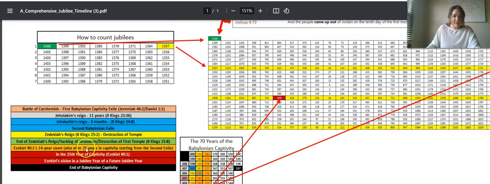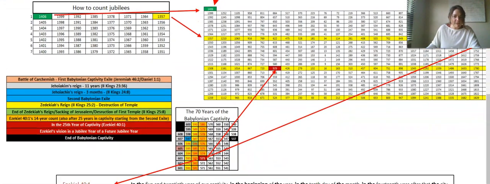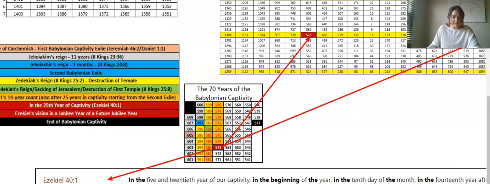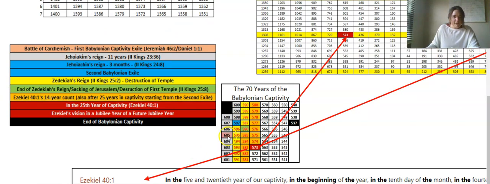How do we get to that date? Well, we have a whole bunch of data points that we use to get to that. The Battle of Carchemish was the first exile of the Babylonian captivity, and we find that from Jeremiah 46:2 and Daniel 1:1. That was circa 605 BC. That was during Jehoiakim's reign, and he reigned for 11 years, and we gather that from 2 Kings 23:36. So all of the references are here.